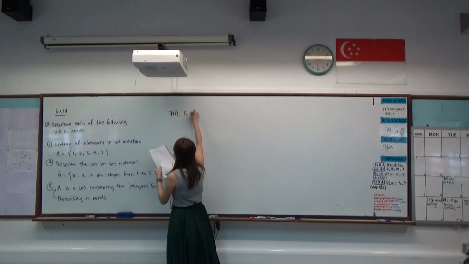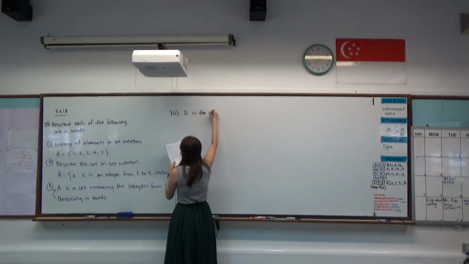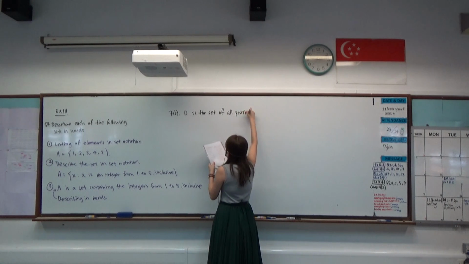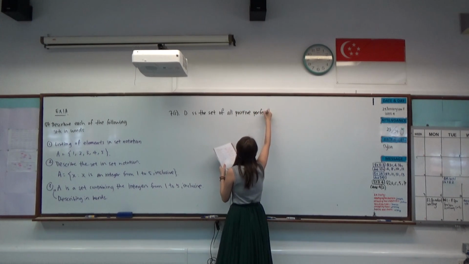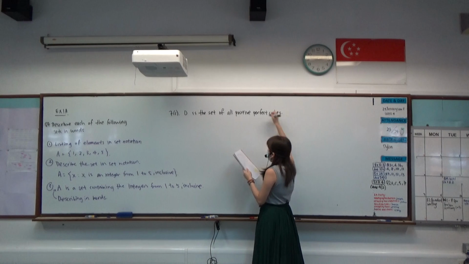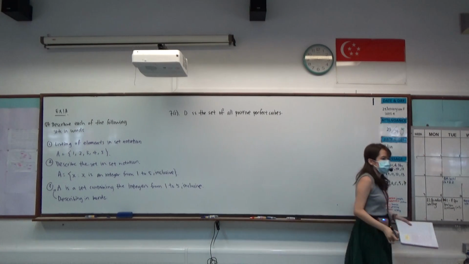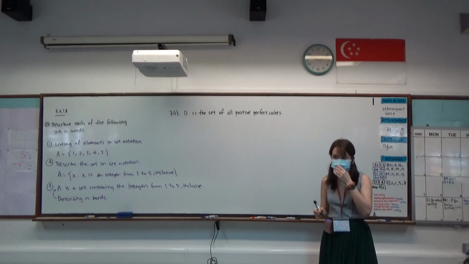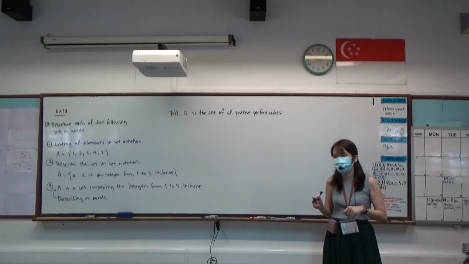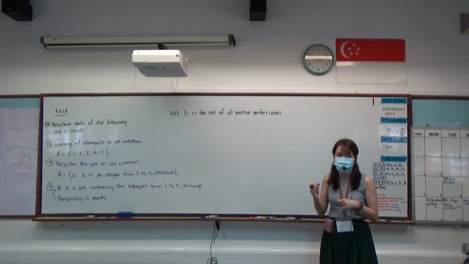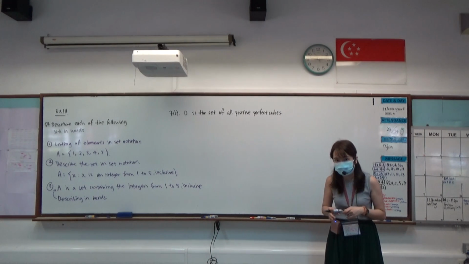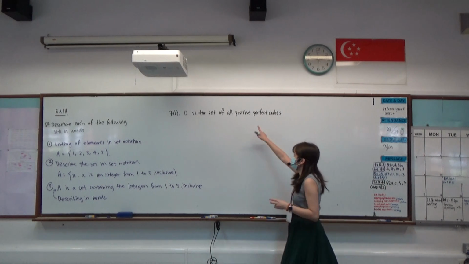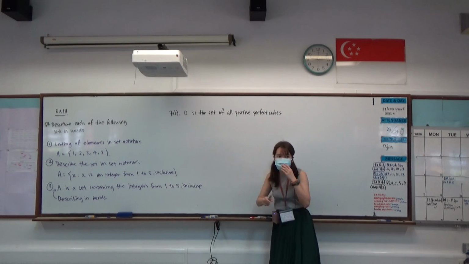So we say that O is the set of all positive perfect cubes. Okay, why am I emphasizing on positive? Because there can exist negative perfect cubes. For example, negative 1 to the power of 3. Negative 1 to the power of 3 is negative 1. Okay, and that is a perfect cube still. Alright, so emphasizing on positive perfect cubes.